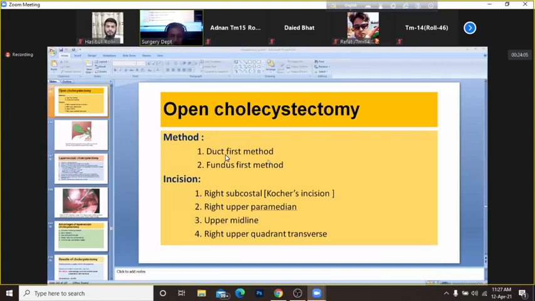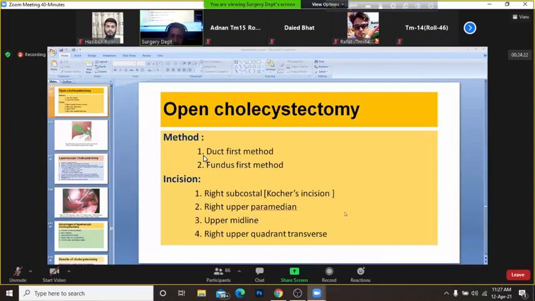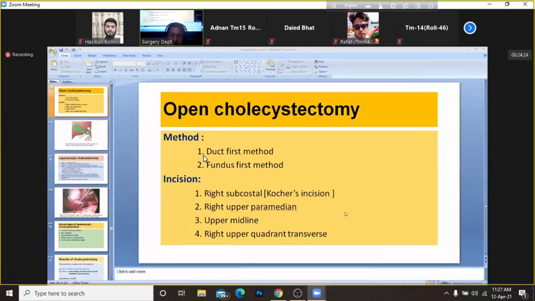What are the conventional incisions for open cholecystectomy? Before any operation, we have to make an incision. Incision means planned cutting of the skin and subcutaneous tissue by BP knife for exposure to the site of operation. And according to the operation, there are standard incisions. So for cholecystectomy, the standard incisions are: number one, right subcostal.